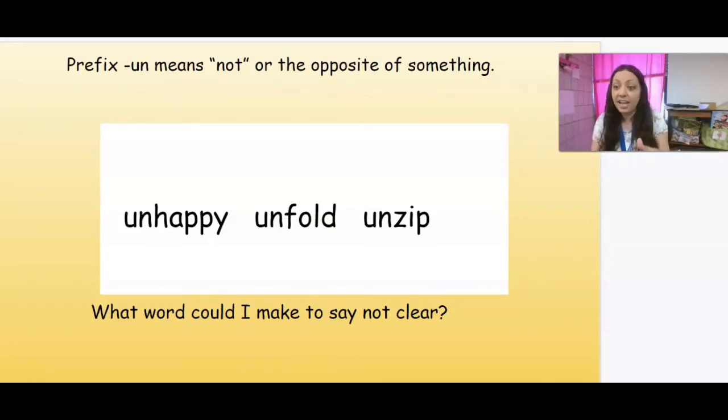So if I am unhappy, I am not happy. If I unfold, I take it and it's unfolded, right? If I unzip it, it's going down instead of going up. So what word could I make to say not clear if I wanted to use un? I would say unclear. Very good. What if I wanted to say not packed? I would say unpacked. Very good.